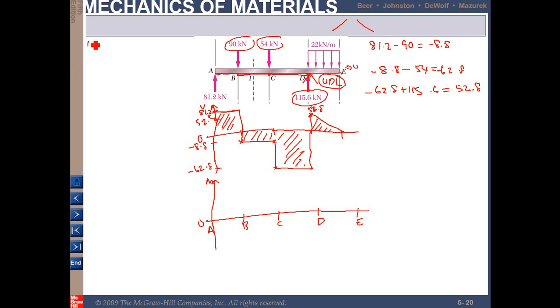Where should I write? Maybe here. Okay, so from A to B, the bending moment is equal to 81.2 times the distance, which is 1.8 meters. So it is 146.2, and this is positive.